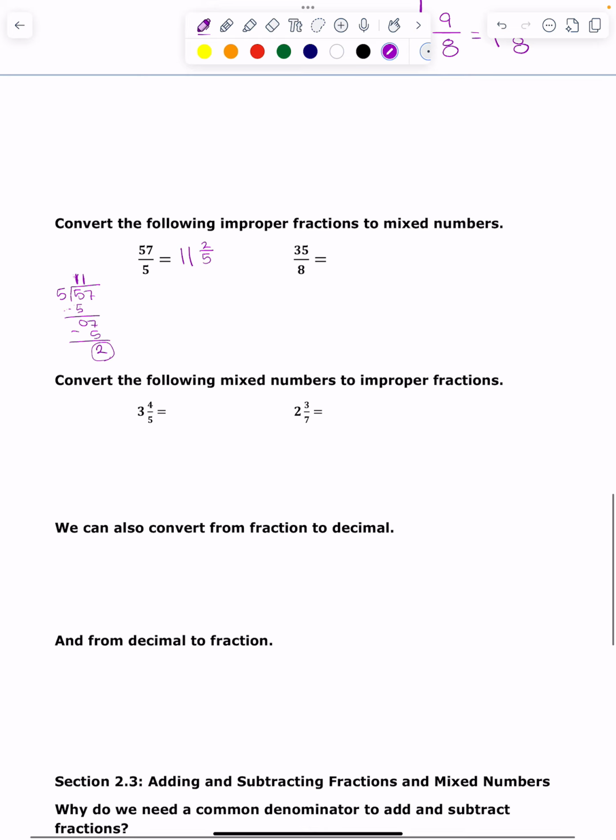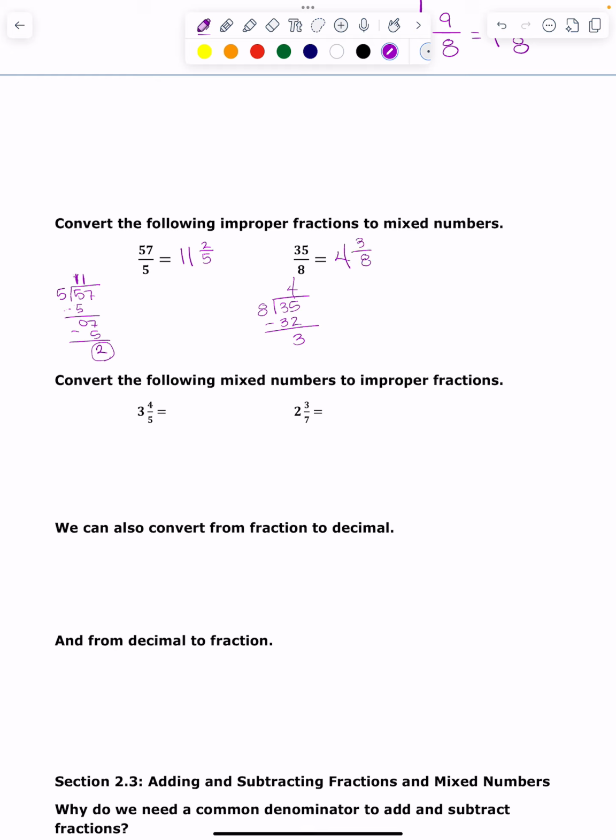Let's try the same thing here. 8 goes into 35 4 times. That's 32. We have 3 left over, so this is 4 3/8.